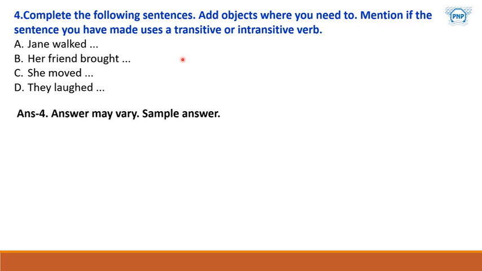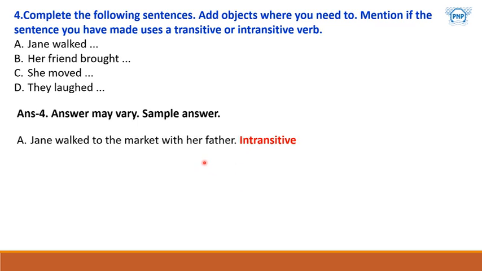So let's begin. Let's check. I hope you are getting it. Simply what you have to do, they have given subject, verb, and what we have to write is an object. Once you write the complete sentence, you have to write the type of the verb which is being used in that sentence, whether it is a transitive or intransitive verb. Let's check. First one, Jane walked to the market with her father. Okay, Jane walked to the market with her father. But for what? That is not mentioned. Okay, so it is intransitive.